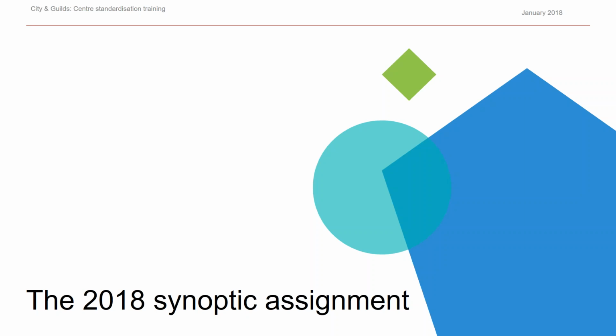Here we will work through some of the key pages in the Synoptic Assignment. For this exercise, we've picked a hair and beauty one. However, you'll see that much of the information and guidance for candidates and centres is similar in any area. Obviously, the assignment brief and tasks are subject specific, so you may want to refer to an assignment in your own subject area as we go through.